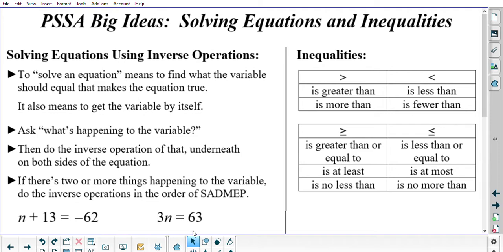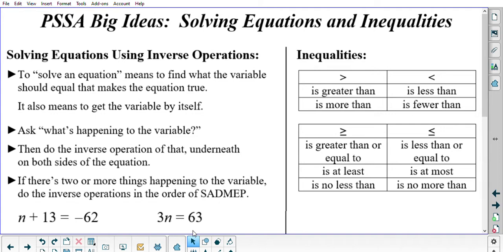So this is a review of how you've already learned how to solve algebraic inequalities using inverse operations from earlier in the school year. So quick refresher, to solve an equation means to find out what the variable should equal that makes the equation true. It also means to get the variable by itself.